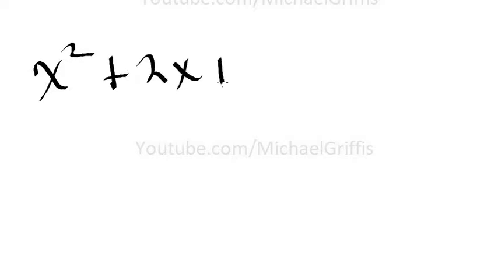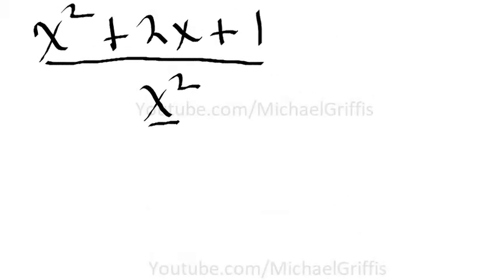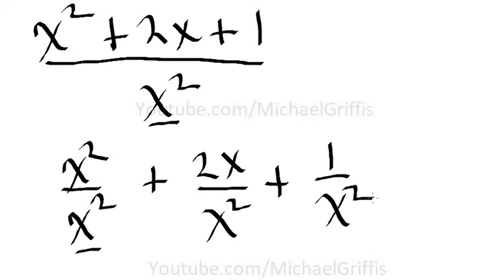All right, let's work an example now. Let's say we had x squared plus 2x plus 1 over x squared. Now, remember, this is going to be your divisor. And when it is a monomial, which it is, we can write each one of these terms over x squared. Okay, this is your divisor, plus 2x over x squared plus 1 over x squared. All right, we can write it just like that and simplify it down.